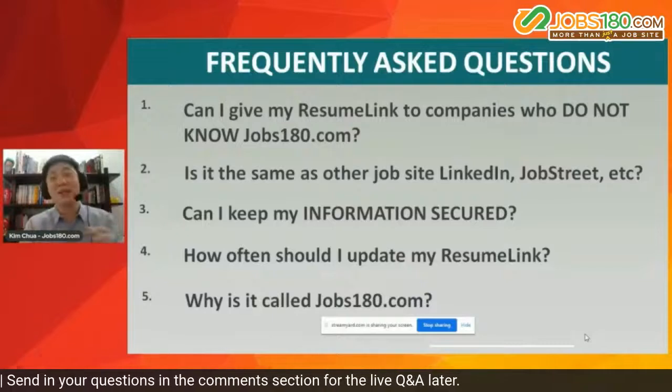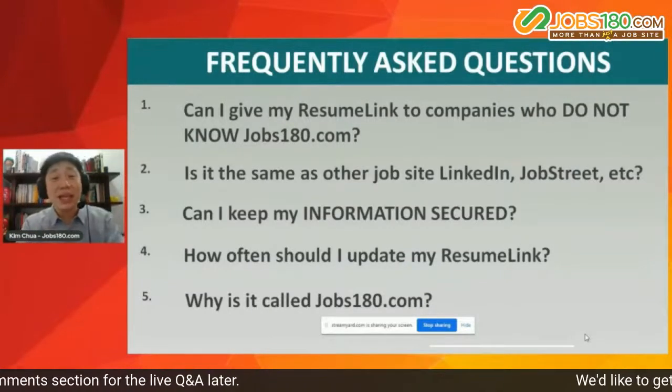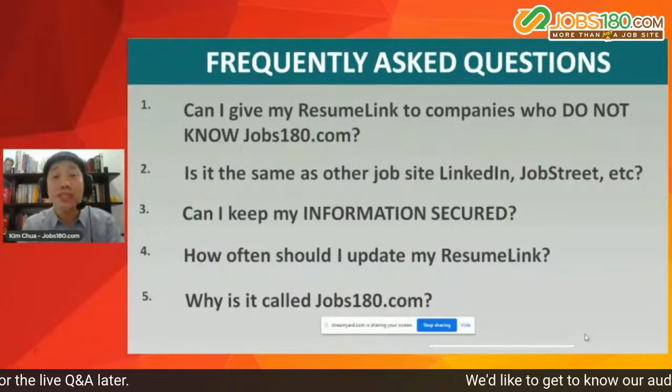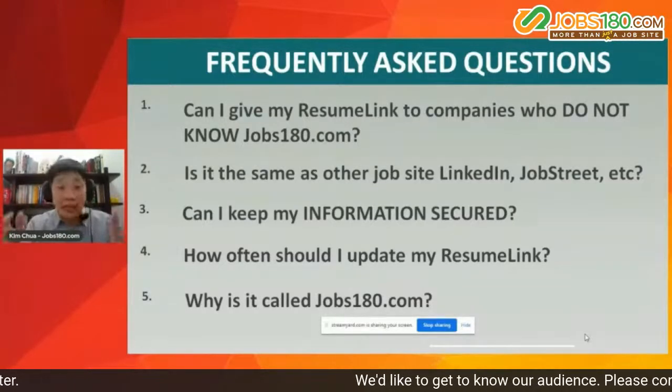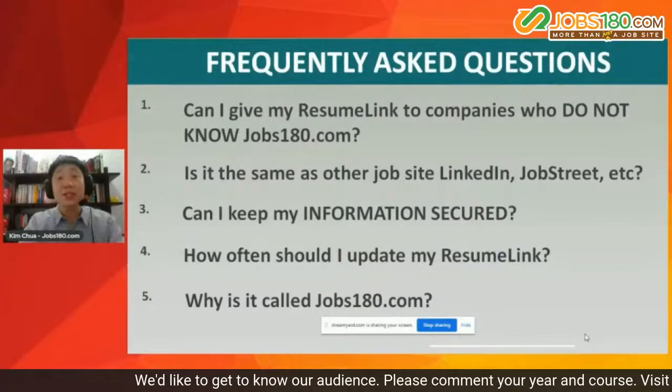Ayos? Okay, tuloy tayo sa number 3 question. Number 3 question is the easiest question. Ang tanong dito is, can I keep my information secured? I hope by this time, na-convince ko na kayo na ito na ang pinaka-secured na platform. Okay? That's the reason why I'm sharing this to you.